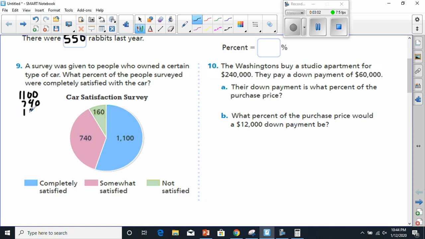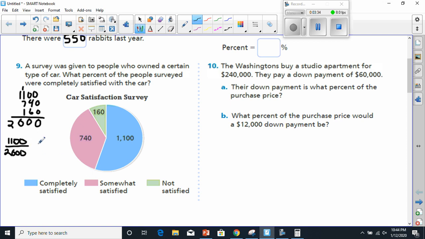160 representing not satisfied. But those are the total amount of people that were asked. So now once we go ahead and solve this, we realize there's 2,000 altogether. So now we know that the amount that is completely satisfied was 1,100 over 2,000.